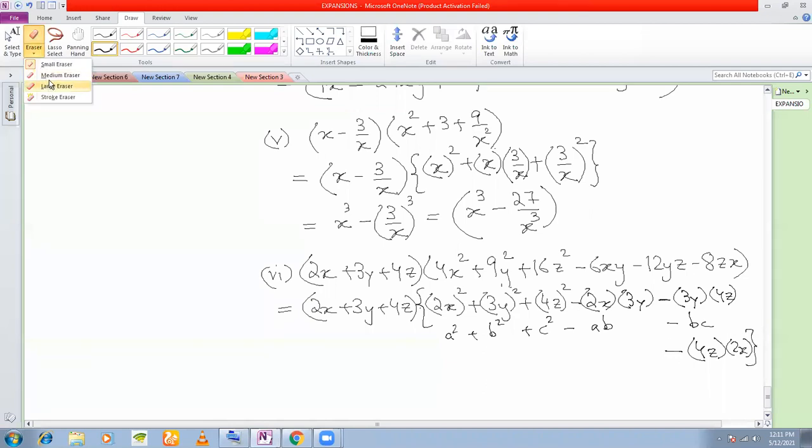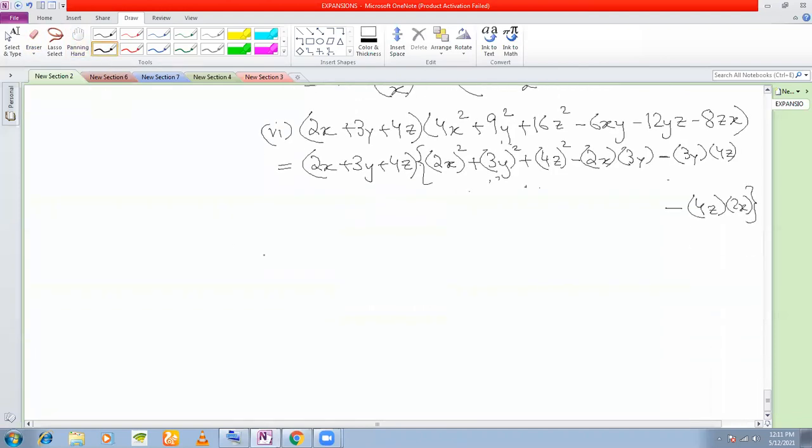So what is this form now? This becomes your identity 15. A plus b plus c into a square plus b square plus c square minus ab minus bc minus ca, which must be equal to what? A cube plus b cube plus c cube minus thrice abc. You have a cube plus b cube plus c cube minus thrice abc.